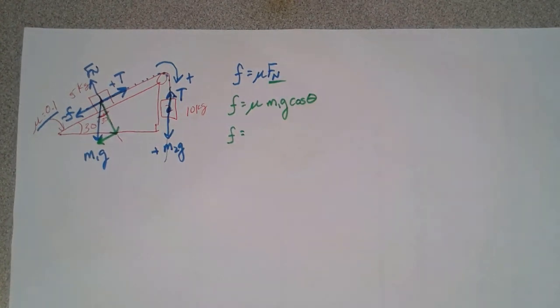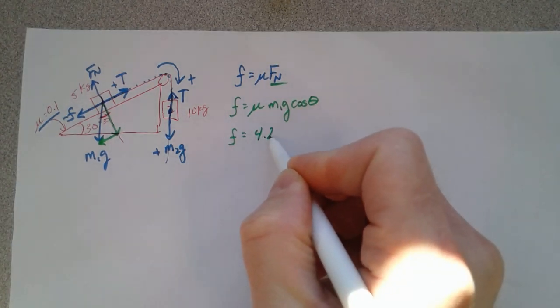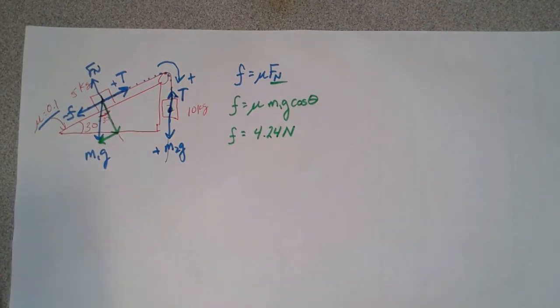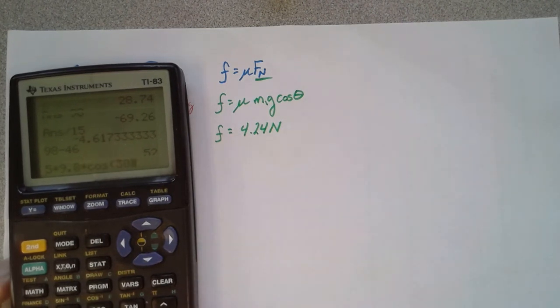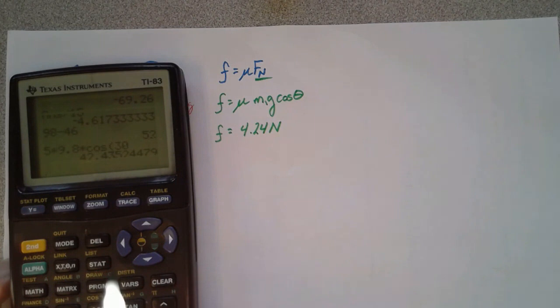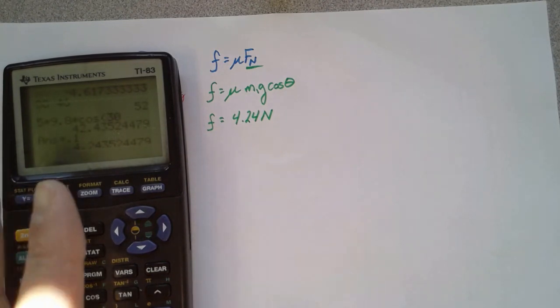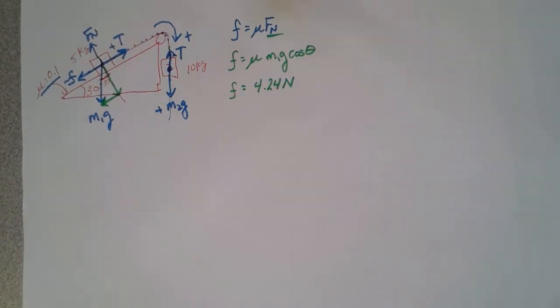All right, so what we end up with when we plug that in, we get a frictional force equal to, I know I have it calculated somewhere, 4.24 newtons. We get that just from doing the mass times 9.8 times the cosine of 30, and then we multiply that value by the mu. So our normal force is 42.4. Multiply that by our 0.1. That's how we get that value of our frictional force. We're going to need that number to plug into one of our future equations here.